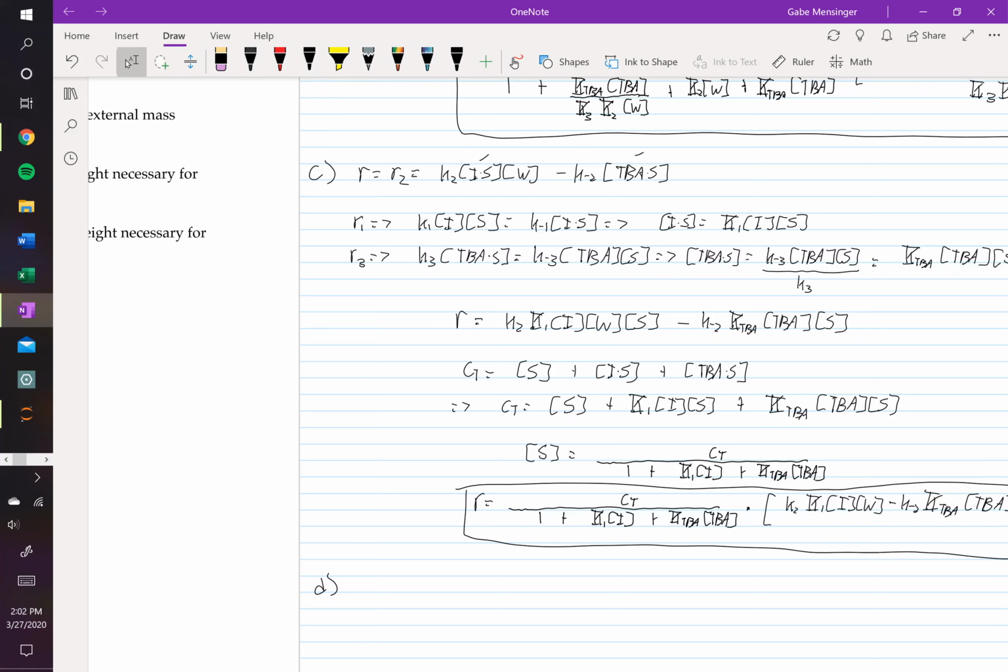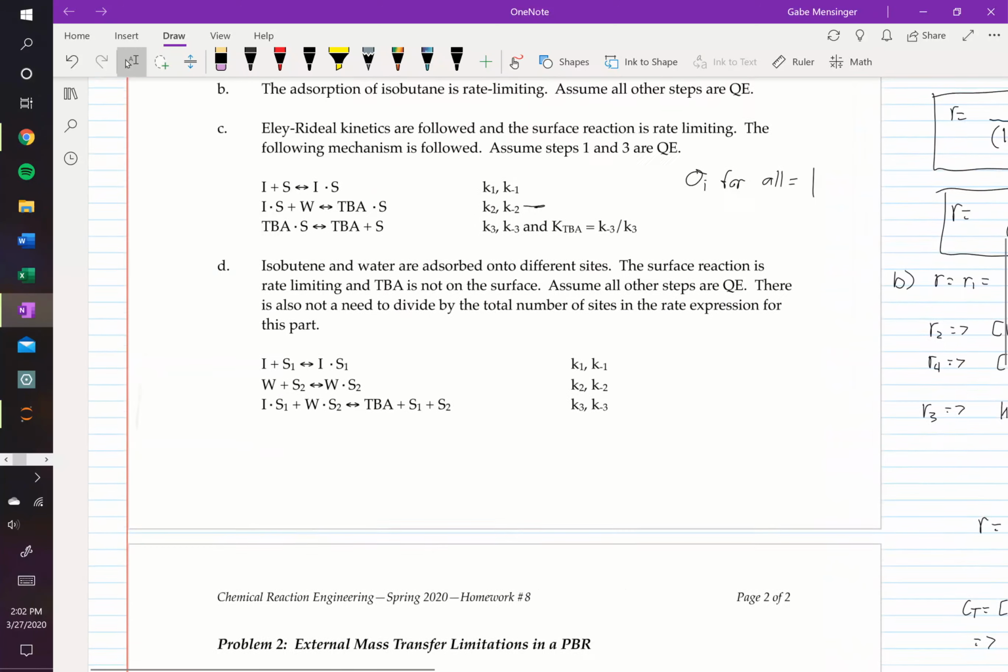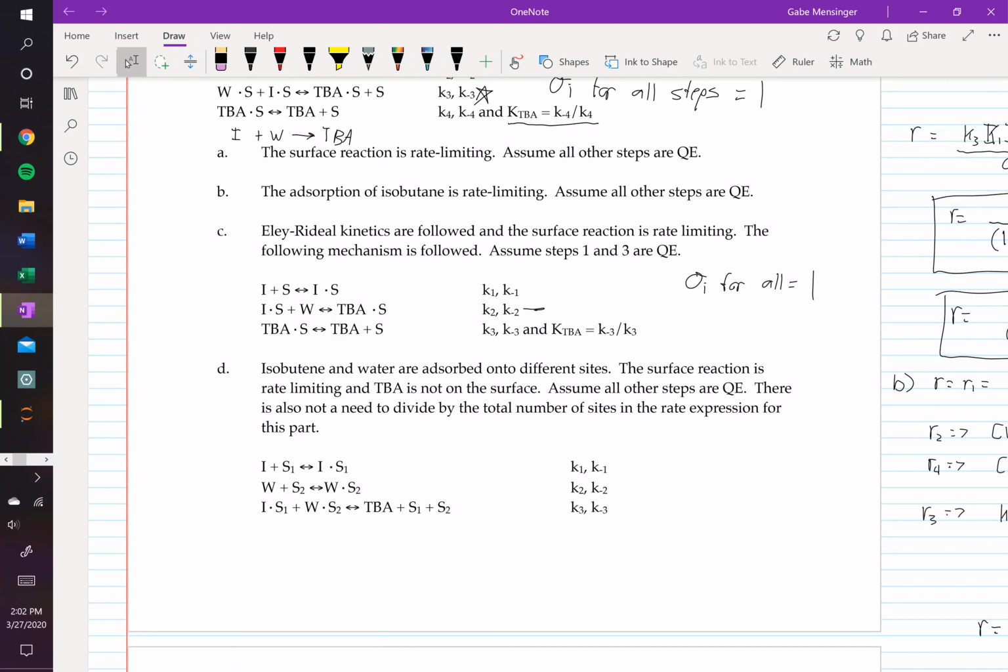What is part D? Okay, isobutene and water are absorbed onto different sites. The surface reaction is rate limiting, and TBA is not on the surface. Assume all other steps are QE. There is no need to divide by the total number of sites in this rate expression for this part. Okay, so once again, we can assume that the first steps are equal to 1. Our third step is rate limiting.